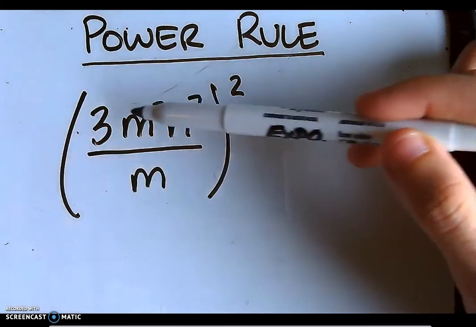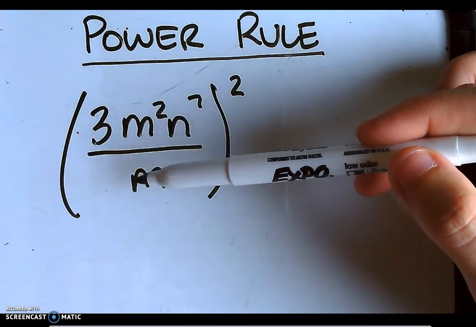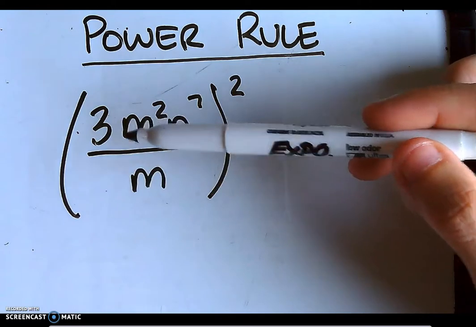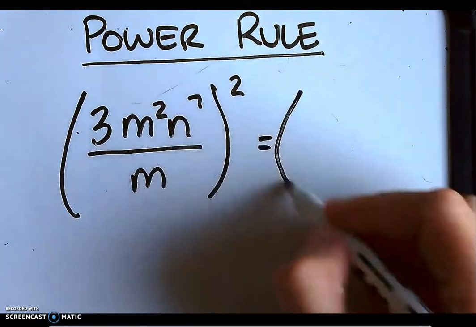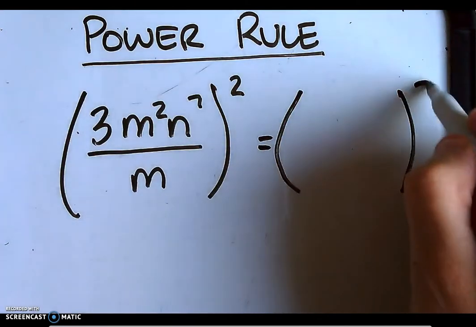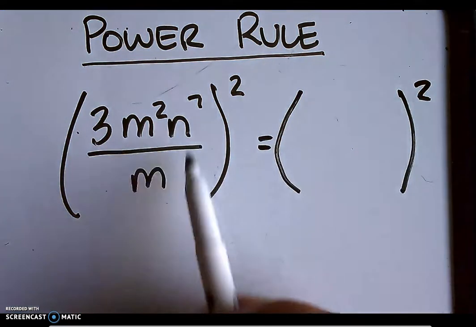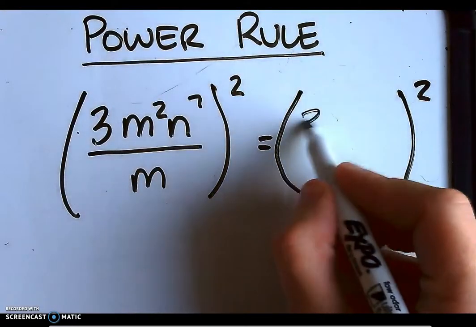Since I have a 3 in the numerator and no other numbers or coefficients in the denominator, I know that that 3 is going to stay in the numerator in my answer. And so, again, I know that I have some quantity that is going to be raised to the second power here, and all I'm doing is simplifying the inside. So I've got a 3 that's left over.